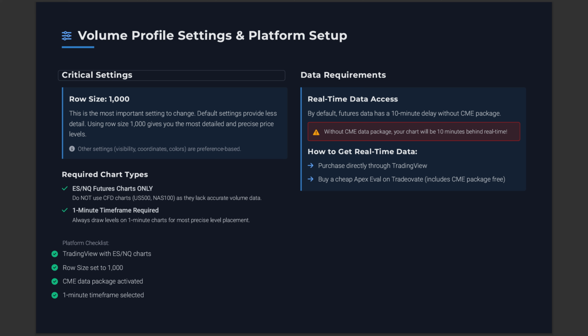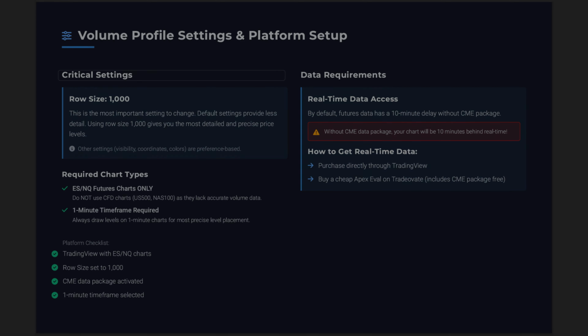Here's a crucial point about data. If you don't have a CME data package, your charts will be delayed by 10 minutes. You can get real-time data either by buying it through TradingView for about $16 a month or by getting a cheap Apex evaluation account through Tradovate. This often comes with free CME data and gives you a practice account too. The other settings like visibility, coordinates, and colors are just aesthetic preferences. The only setting that really matters for accuracy is that row size of 1000.